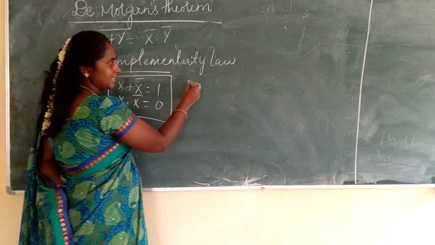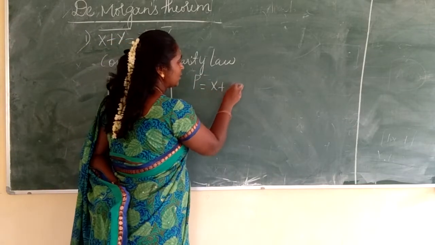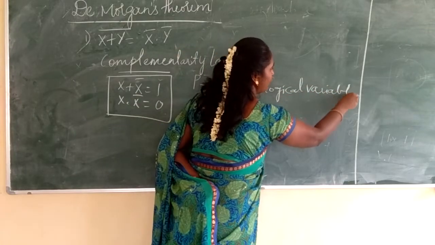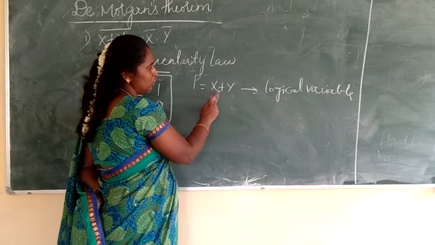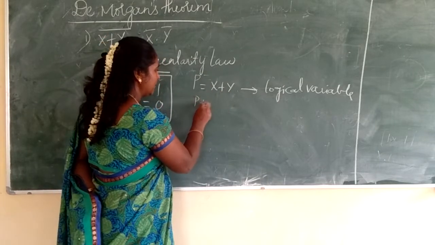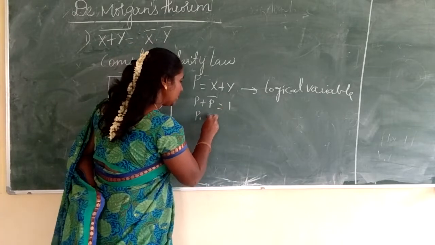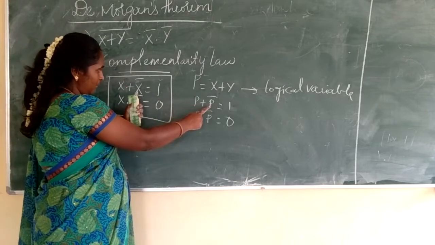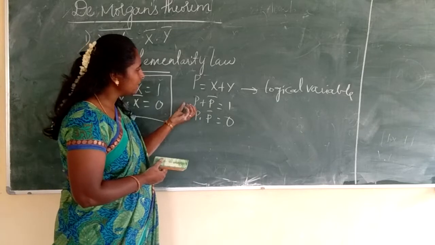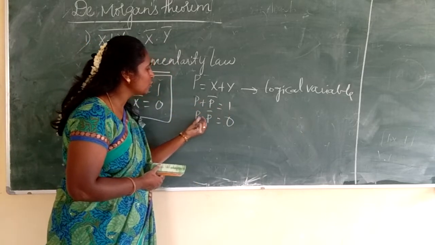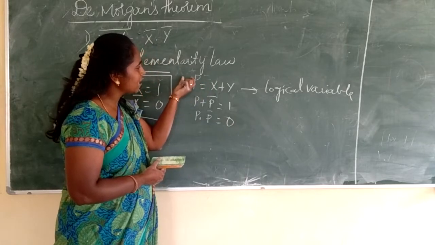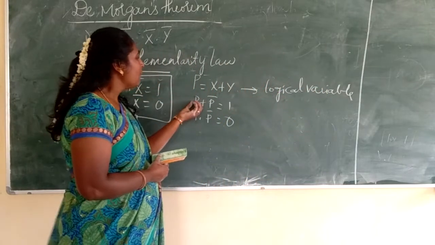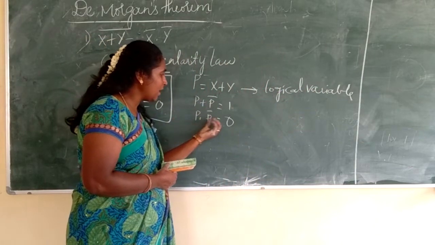Consider, let p be equal to x plus y, a logical variable. Then p plus p bar is equal to 1, and p into p bar is equal to 0. In place of x it is p, and in place of x bar it is p bar. So we have to prove that p plus p bar is equal to 1, and p into p bar is equal to 0.